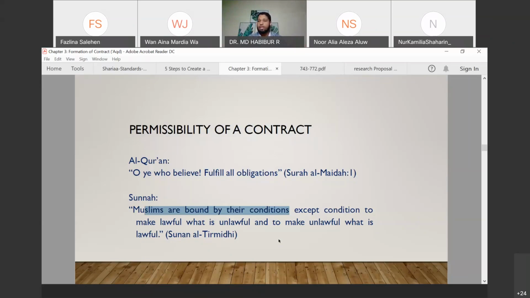This is called Muslimun ala shurutihim, accept the condition, except a condition to make lawful what is unlawful and to make unlawful what is lawful. Means do not accept if it violates the Sharia principles.